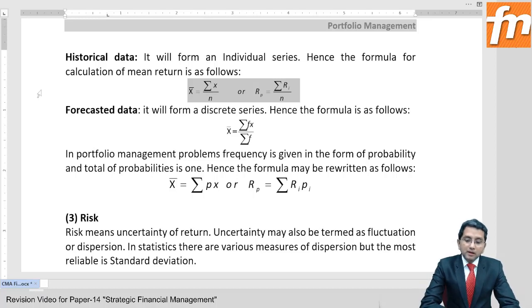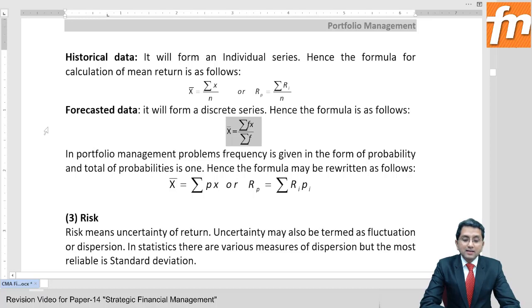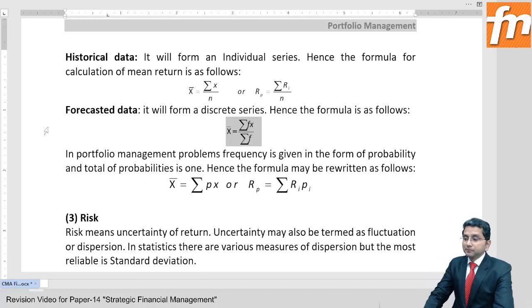Okay. But if I want to calculate average return using forecasted data, that will be a discrete series. And for discrete series, it is not summation of x upon n. It is summation of fx upon summation of f. Here f is actually the frequency of any data. So you multiply x with frequency, then you make a sum total of frequency multiplied by x, and then you divide it by summation of frequency. Now here in portfolio management, frequency is nothing but probability. So if I replace f by p, the numerator will become summation of px. See the selected text.